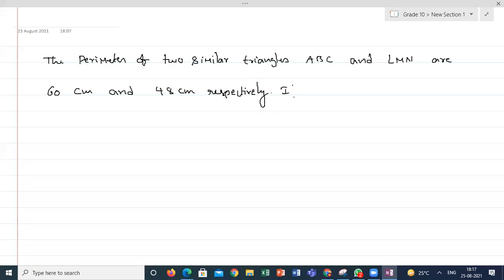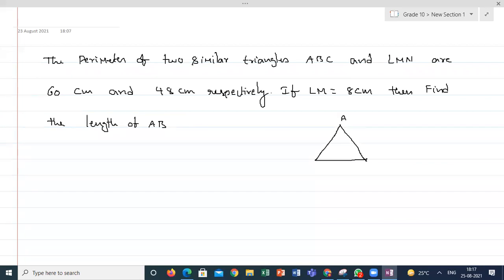If LM is equal to 8 centimeter, then find the length of AB. The clue is your previous proof. ABC and LMN are similar. That means A, B, C, and L, M, N, the order is important. So AB corresponds to LM, BC corresponds to MN, AC corresponds to LN.